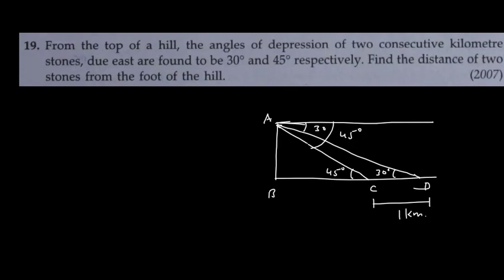So from B, what is the distance? This BC and this BD. Once I get the value of BC, I can find out BD. Again, the problem is exactly the same as question number 18, so I will leave this problem to you to solve. Try it, solve it, and comment what answer you are getting.